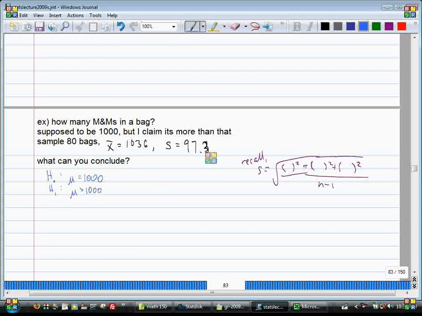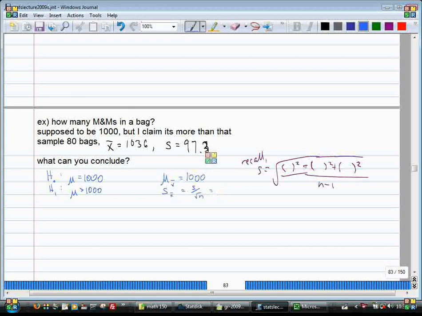Alright, so now we need to write down our things. First we write down mu x bar. That's 1,000. Can we write down sigma x bar? There's no sigma, so we can't have sigma x bar. Instead of sigma x bar, we have S x bar. How do we find S of x bar? S divided by the square root of n.